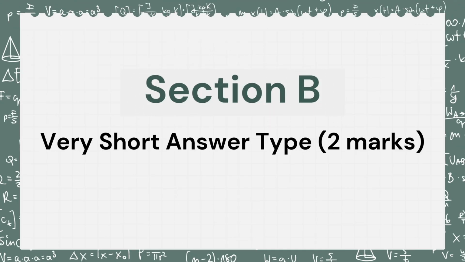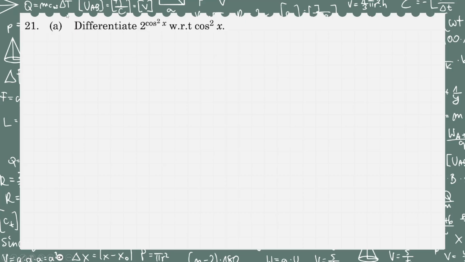Next we have section B, very short answer type, 2 marks each. So question number 1 is differentiate 2 power cos square x with respect to cos square x. So here let t equal to cos square x because we are going to differentiate with respect to cos square x. So we are taking t equal to cos square x as the substitution.